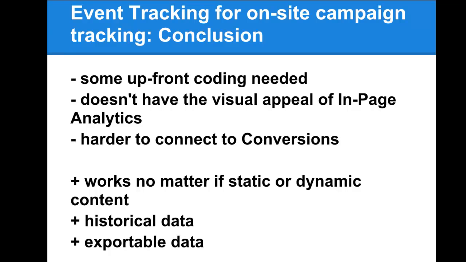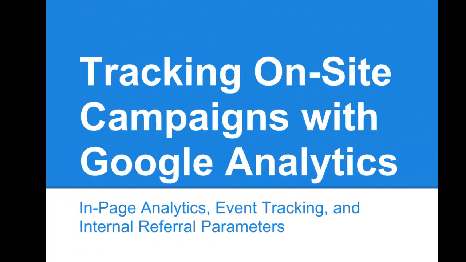So to conclude, event tracking requires a little bit of coding up front. It doesn't have the visual appeal of in-page analytics, and it is harder to connect to conversion metrics. But it is a very clean and manageable way to analyze your on-site campaigns. It is also a very good alternative or addition to in-page analytics. It works no matter if your page is mostly static, dynamic, or rapidly changing content, if it has outbound links or links to subdomains, and you can access historical data at any time and export it.